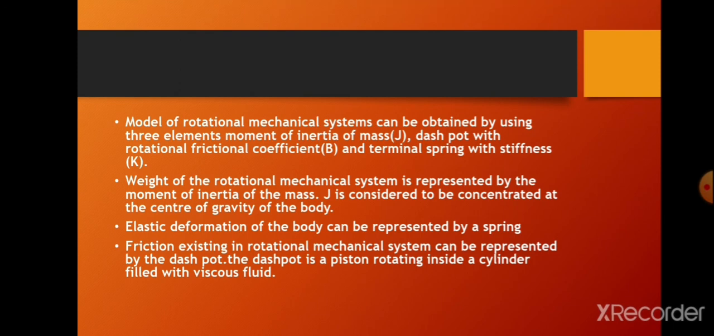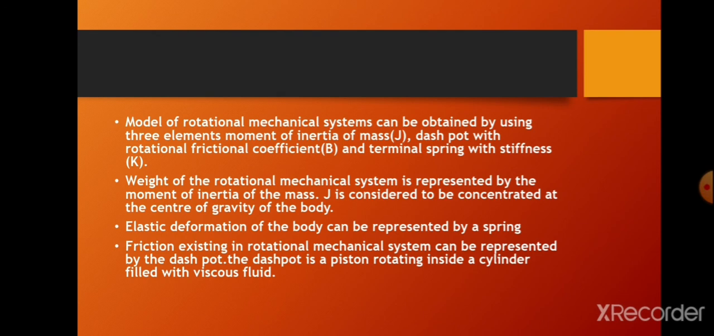So the model of rotational mechanical system can be obtained by using three elements, and these three elements are moment of inertia of mass, that is represented by the letter capital J. Second element is dashpot, and that is represented by the letter B, and the dashpot has a frictional coefficient B, and the third element is torsional spring with stiffness K. So a mechanical rotational system is represented by three elements: moment of inertia of mass, dashpot with the rotational coefficient B, torsional spring with stiffness K.